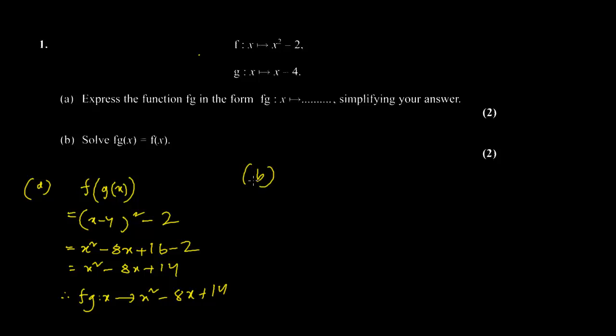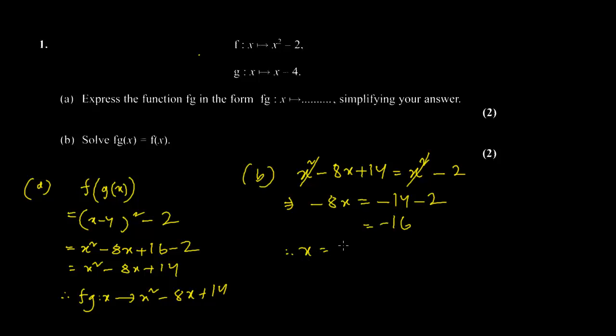Question number B is we have to solve an equation. To solve this particular equation, fg(x) is what we just found, so x squared minus 8x plus 14 equals f(x). f(x) is x squared minus 2, so this x squared and this x squared would cancel off, so we have minus 8x equals, if we send this 14 to the other side, minus 14 minus 2, that would be minus 16. Therefore x equals 2.